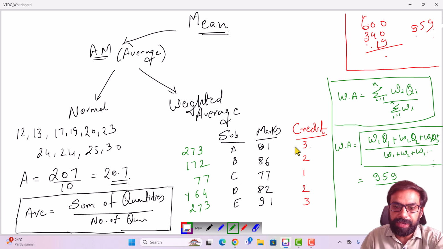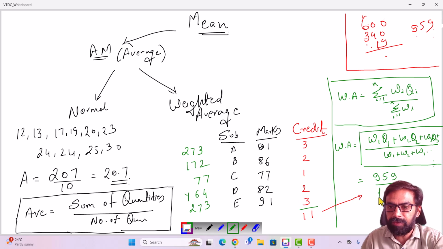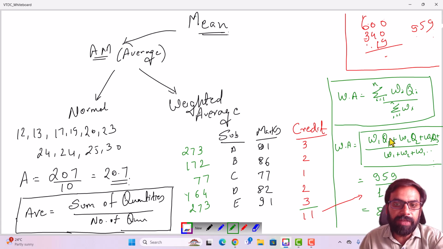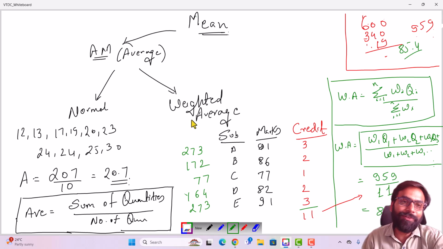Divided by the sum of the weights, and the sum of the weights comes out to be, I'll just do it in red, it'll be 5, 5, 10, 11. So this 11 comes in over here. Alright, so it comes out to be 959 divided by 11, which will be equal to 87.18. Now it is significantly different from what I found over here, right? It was 85.4 if I recall it correctly. It is different because the weights are different. That is the meaning of weighted average.